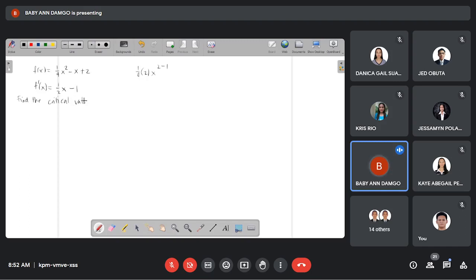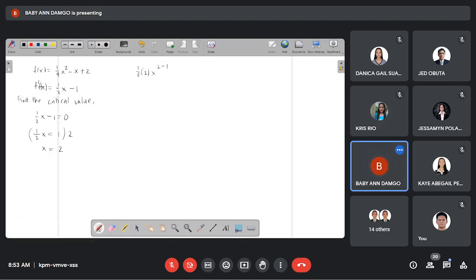Okay, so we let f prime of x be equal to 0. So this is 1/2 x minus 1 equals 0. So we transpose the 1. So we have positive. So multiply both sides by 2, which gives x is 2.